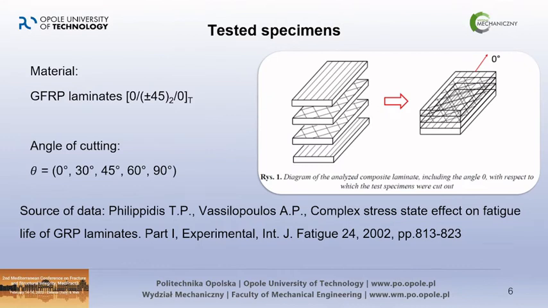And the tested specimens. It's not the test we have conducted. We use the data in the articles, actually two articles presented by Philippidis and Vasilopoulos, and we use the data which they have presented. These were the glass fiber reinforced polymer laminates with a code at the left. On the right you can see a shim.